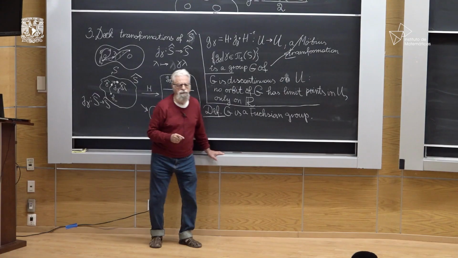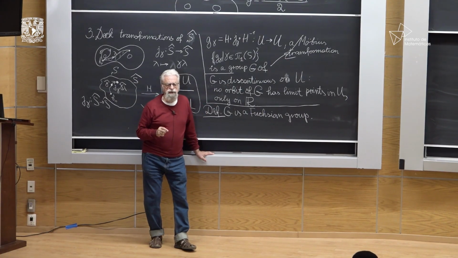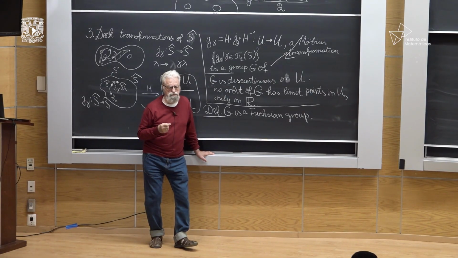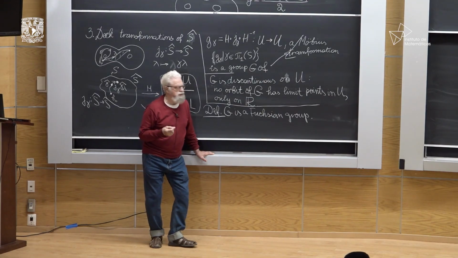If S is a Riemann surface of genus G without punctures, then its fundamental group has how many generators?